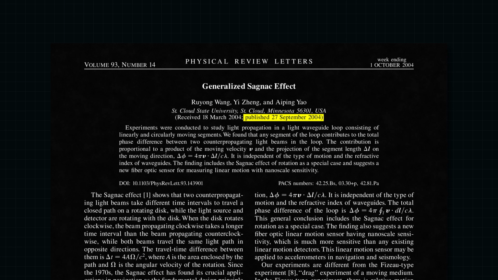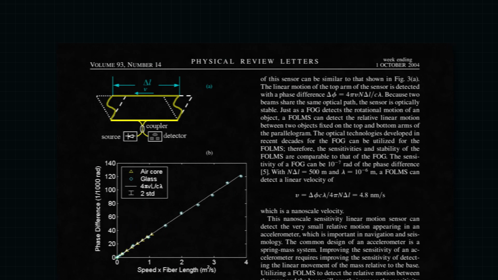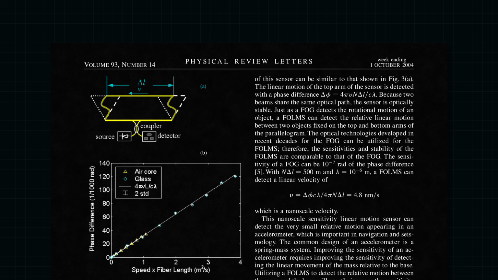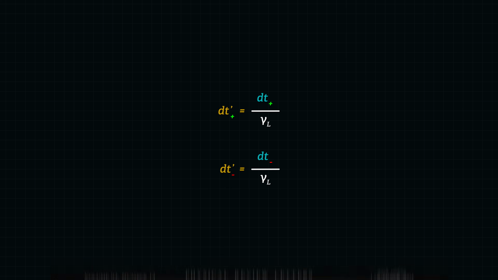Now, I just have to say that scientists tried to discount the results of Sagnac's experiment for many years, claiming that the rotation of the experimental apparatus disqualified it from being considered an inertial reference frame. But in 2004, Wang, Zhang, and Yao published a follow-on experiment in Physical Review Letters to remove these objections. They basically showed that light traveled at different speeds relative to the moving linear portion of their device, and their results are consistent with the following formulas.